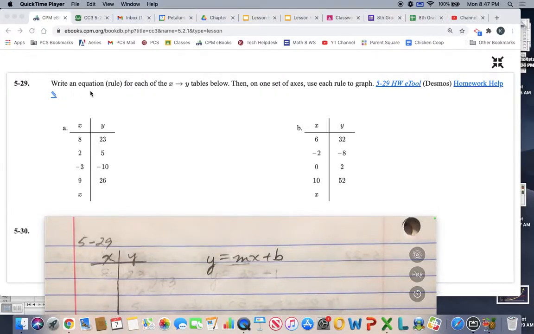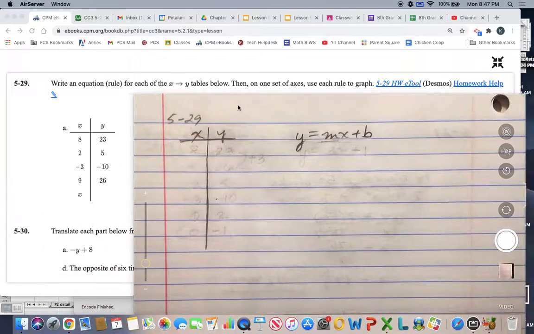5-29. Write an equation or rule for each of the XY tables below, so this one and this one. Then on one set of axes, use each rule to graph. Okay, so the first thing we need is the rule that we create from these tables. So I'm going to do one at a time.